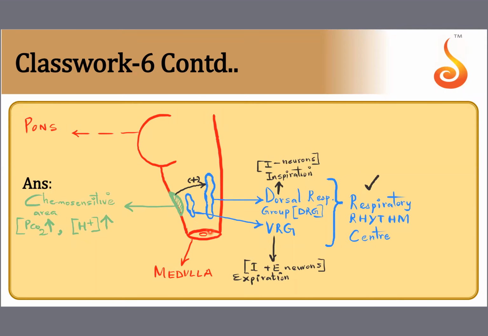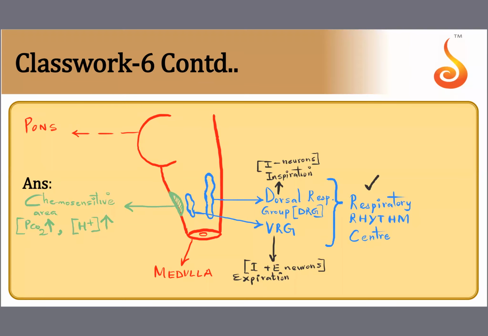Okay, so let me erase this plus sign with an arrow here. I hope the idea is clear. Whenever there is very high PCO2 and very high H plus ion concentration in your blood or in your body fluids, it will activate the dorsal respiratory group to stimulate more and more inspiration so that you can take in more oxygen and eliminate the excess carbon dioxide that's being accumulated in your body tissues. So with this, we understood how this respiratory rhythm center works in association with the chemosensitive area.